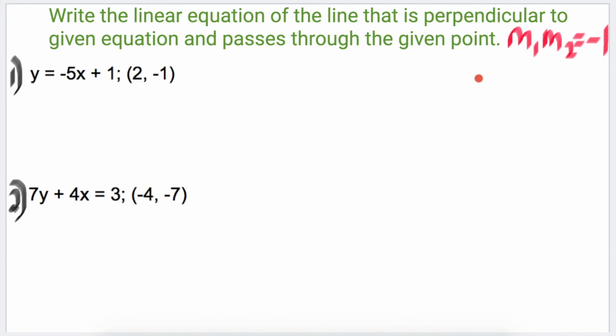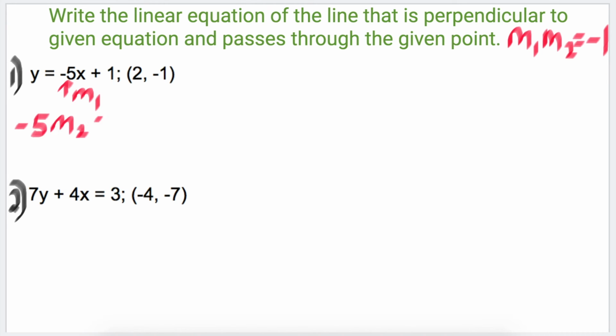In these exercises, since we're looking for perpendicular lines, we need to remember the relationship between the two slopes of perpendicular lines. If you multiply the two slopes, your answer should be negative 1. In the first math problem, we have y equals negative 5x plus 1. This is the given equation. So when you identify the slope, you'll see that it's negative 5. If we multiply negative 5 times the second slope, we should get negative 1.